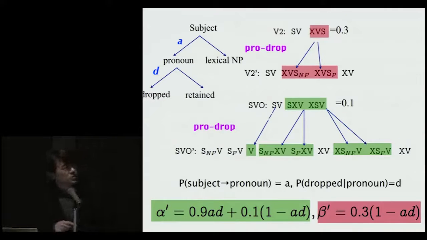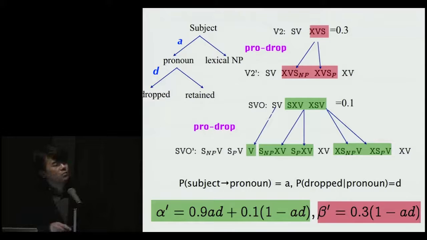And this is roughly how we do this. So you have subjects. Sometimes they're pronouns. Sometimes they're lexical NPs. We don't have to worry about that. When you have a pronoun in a pro-drop language, you have a chance of it being dropped. So the probability of dropping the subject would be A times D, right?